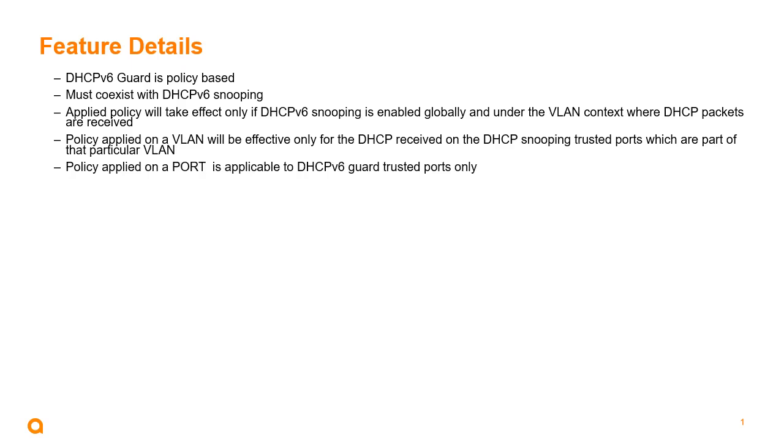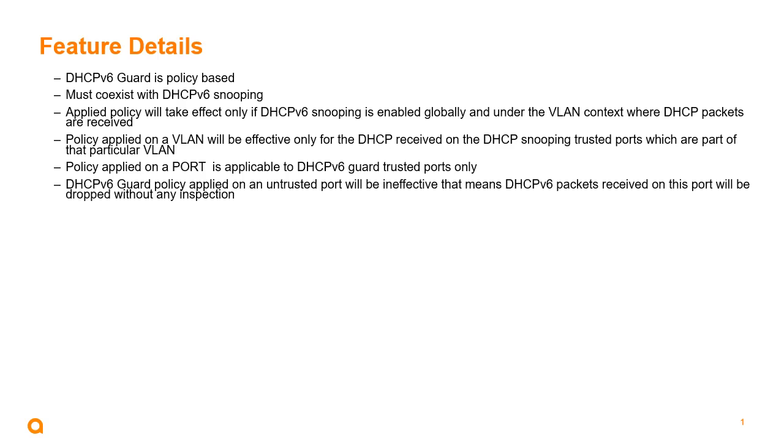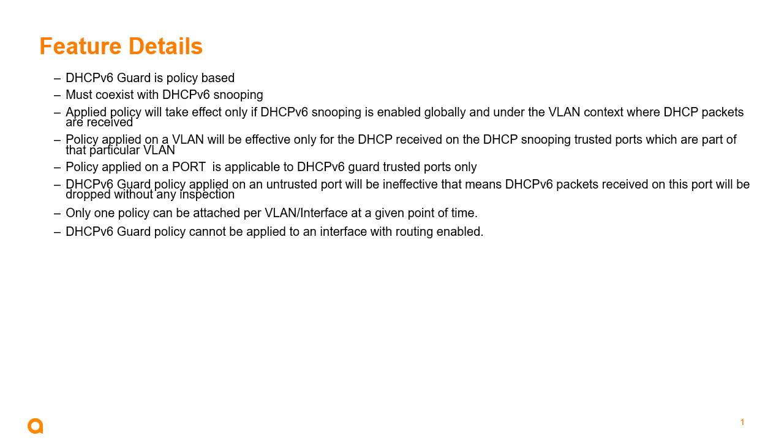Policies applied on a port are applicable to DHCPv6 Guard trusted ports only. A DHCPv6 Guard policy applied to an untrusted port will be ineffective. That means DHCPv6 packets received on this port will be dropped without any type of inspection. Only one policy can be applied per VLAN or interface at a given point in time. A DHCPv6 Guard policy cannot be applied to an interface where routing is enabled. Note that by default, all ports are deemed untrusted.